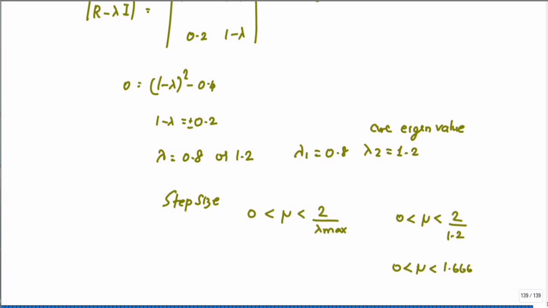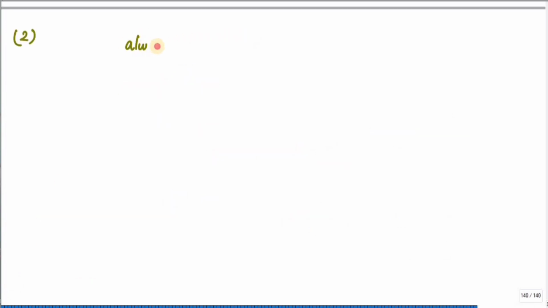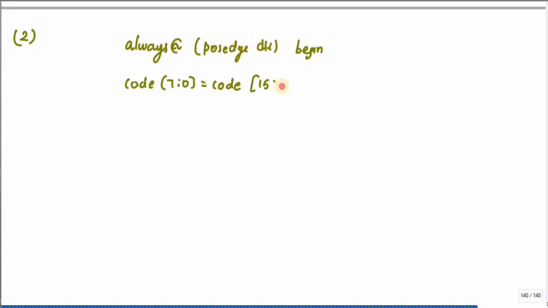The second problem, so this is a program. So they are given always at positive edge of the clock. So in the above you have a module and all. So they are given code[7:0] is equal to code[15:8]. So the code is a 16-bit code. So code[15:8] is equal to code[7:0].